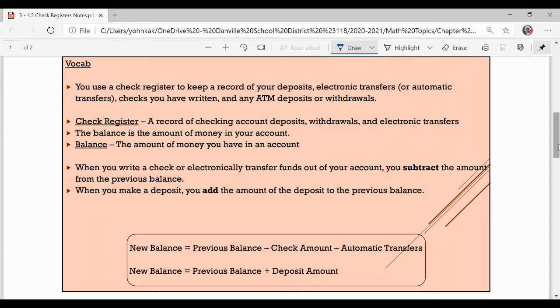When we start looking at these check registers, it's important that you look at the balance after every single deposit, transfer, or withdrawal, because that will give you the most up-to-date balance in your checkbook. When you write a check or electronically transfer funds out of your account, you subtract the amount from the previous balance. But when you make a deposit, you add the amount of the deposit to the previous balance. So to find your new balance, you take your previous balance and subtract the check or automatic transfer. Or if you're doing deposits, you add them.